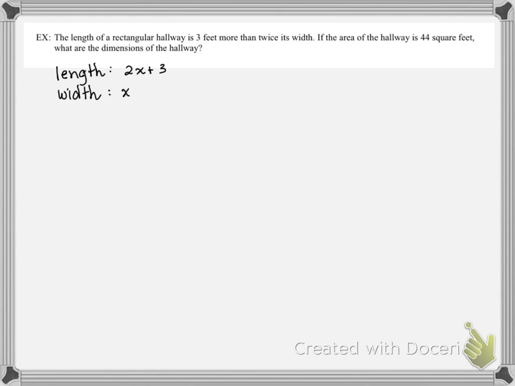So in this case, it's really clearly stated how you get the length from the width. And so I find it easier just to write the length as 2x plus 3 than to write it as y and then have to come up with a second equation. So next we'll write an equation. Remember that area is length times width.